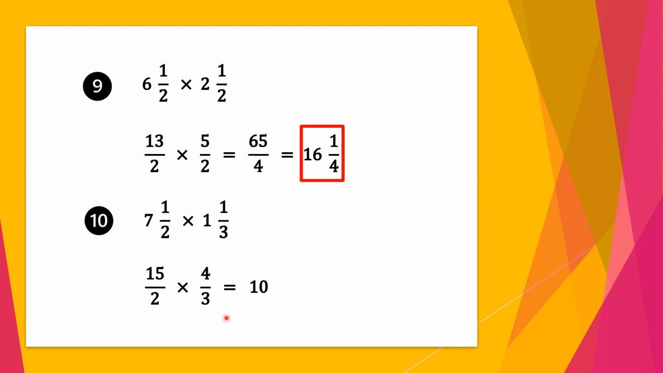Now we can cross cancel, because we can cancel 3 and 15, and 2 and 4. So 2 goes into 2 once, 4 goes into 2 2 times, and 3 goes into 3 once, 15 goes into 3 5 times. Now we multiply our numerators. 2 times 5 is 10. And these are the solutions.